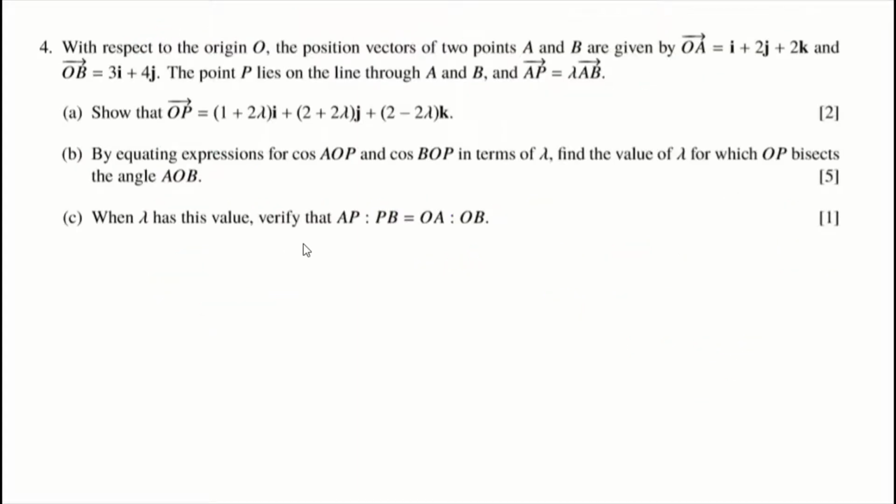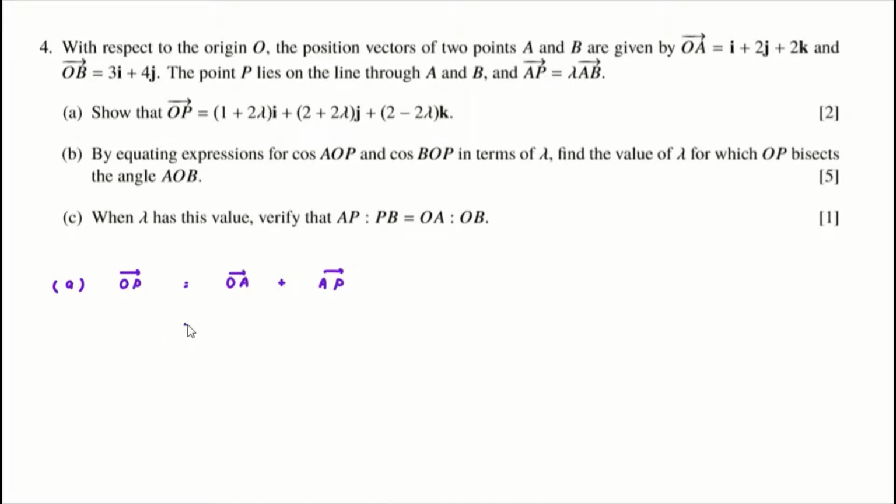Question 4. With respect to the origin O, the position vectors of two points A and B are given as below: OA equals this, OB equals this. The point P lies on the line through A and B, and AP equals lambda AB. Show that OP equals this. Let's try to solve it. For part A, since you are given AP, the easiest way to do this is OA plus AP.